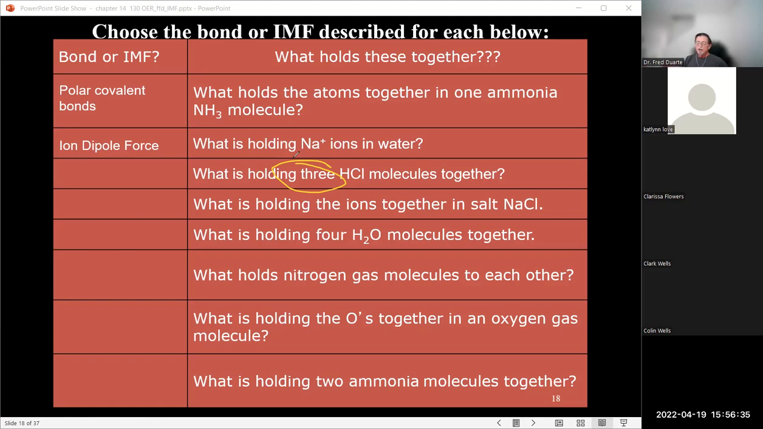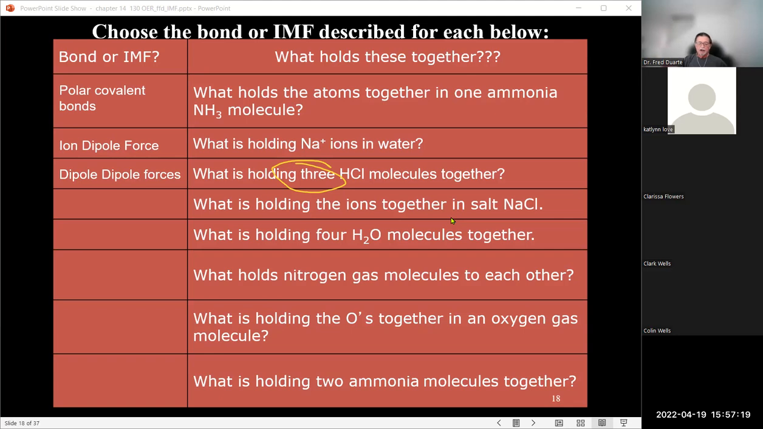So being an IMF, we know that HCl is polar. That bond is polar. So therefore we can eliminate London dispersion forces and ion-dipole forces because there's no ion mentioned here. So the only choices you've got left are dipole-dipole or hydrogen bridging. Well, we can eliminate hydrogen bridging because that only pertains to hydrogen bonded to nitrogen, oxygen, or fluorine. Here we have hydrogen bonded to chlorine. Therefore, the only logical choice left is dipole-dipole forces.